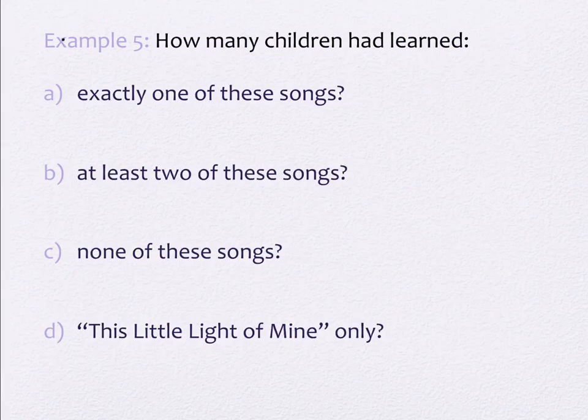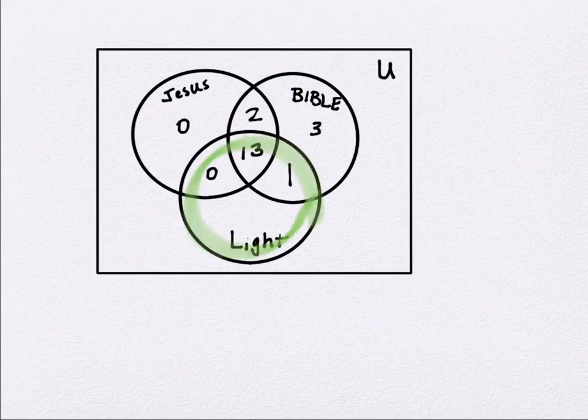28 had learned this little light of mine. So this whole circle, 28. How many are there already? 14. So how many are missing? 14 in that outer region. Okay.